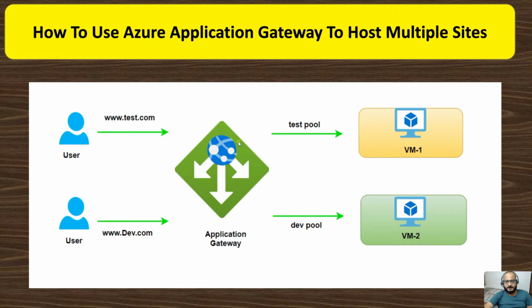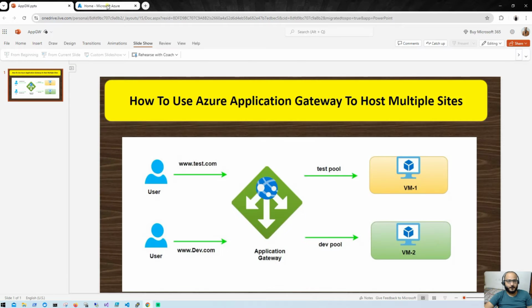So what is happening here? I'm creating a test pool. This is the backend pool for this particular application, and this is another backend pool for this particular application. And this particular application, test.com, is hosted on VM1 and dev.com is hosted on VM2. This is what we are going to implement in this video, and we are going to see how application gateway works to host multiple websites or multiple sites. So let's quickly move to Azure portal.